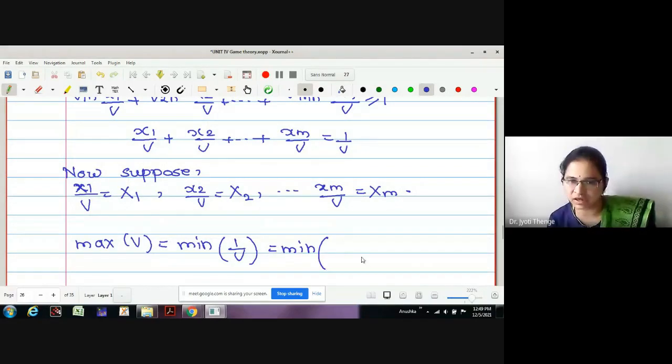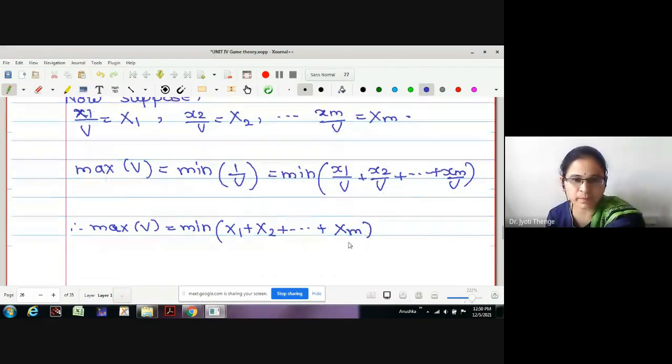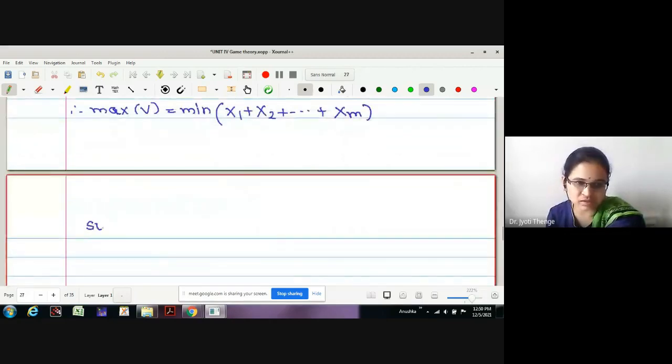What is 1 by v? This is x1 by v plus x2 by v up to xm by v, which in turn gives us the minimum of capital X1 plus capital X2 up to capital Xm, subject to the constraints.